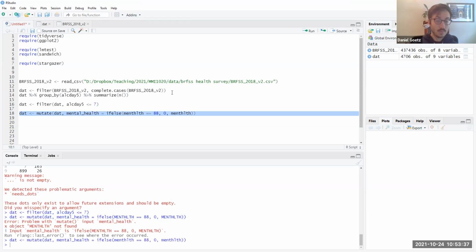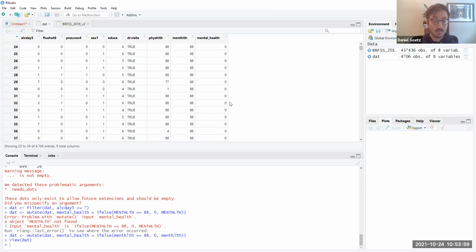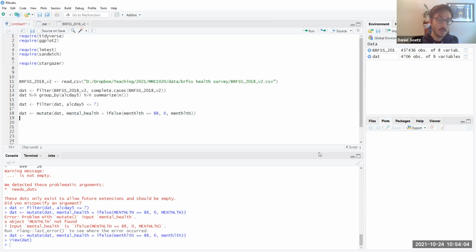Okay, there we go. All right, so that ran. So if we look at that, yeah, so now we have mental health here. Good, so all the 88s have become 0. And if it's 1 to 30 or anything else, it has remained the same. So we still see that there's 77, which is don't know, not sure. And there might be some 99s left, which is refused to answer. So we will need to do a further filter of the data where we only keep observations where mental health is less than or equal to 30.